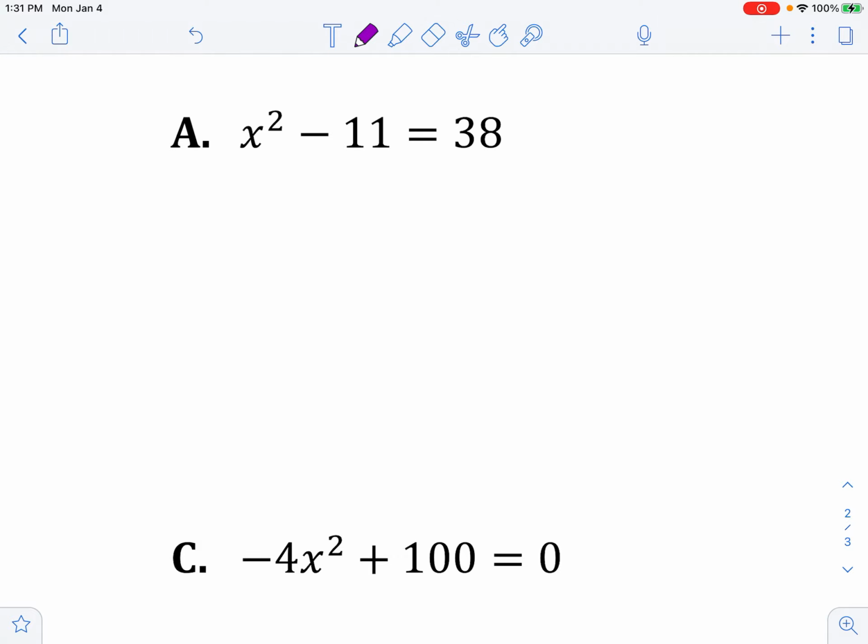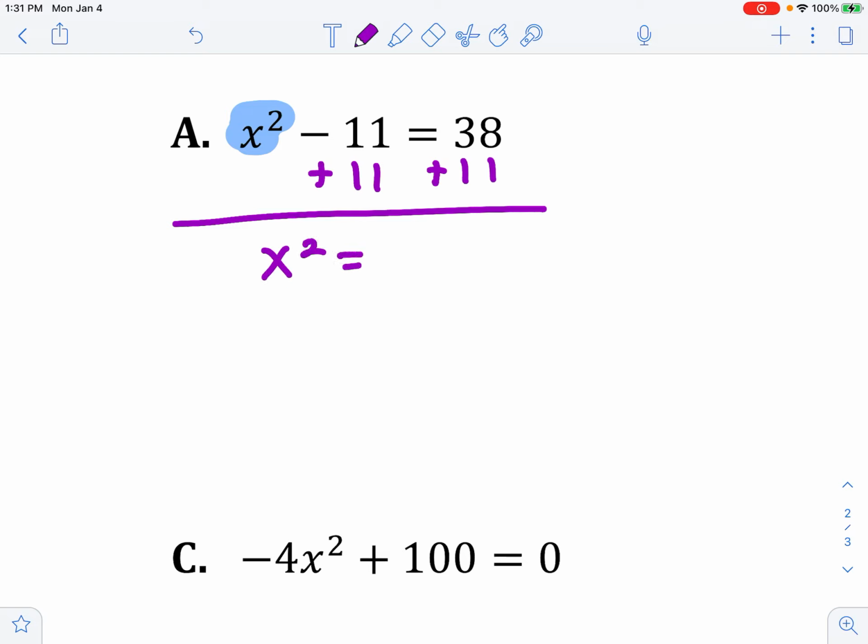We have x squared minus 11 equals 38. So first off, what I want you to notice is that there's just an x squared right here. So what we're going to do is we're going to get x squared by itself. Okay? In order to get x squared by itself, we are going to add 11 to both sides. So now we have x squared is equal to 49. So now I still have to get x by itself because x is not by itself.